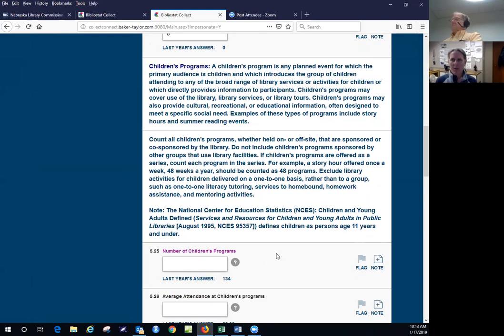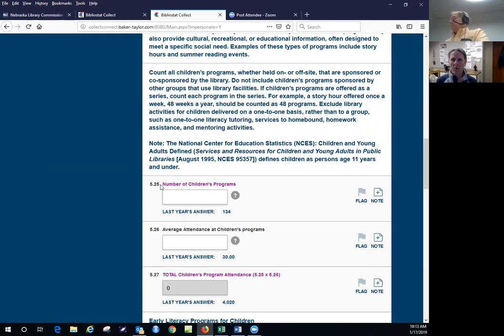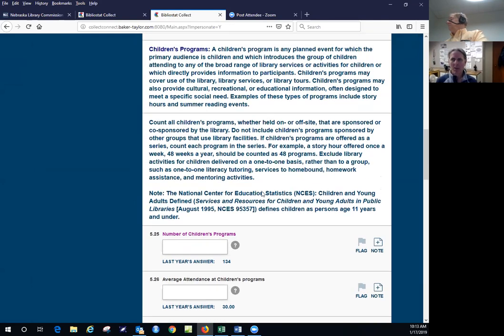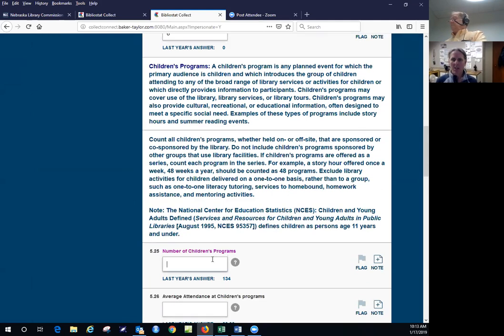So here's where we left off last time. We were in the program section, and we were talking first about children's programs. This question asks, how many children's programs did you offer? And there's a couple things to note here. For one is the age. The definition that we use here is these are programs where the primary intended audience is persons age 11 years and under. So even though you might have young adults or adults that attend those programs, if that's your primary audience, that's what you count as a children's program.